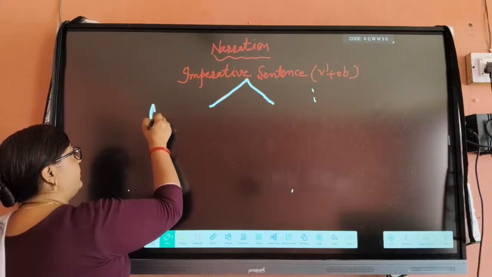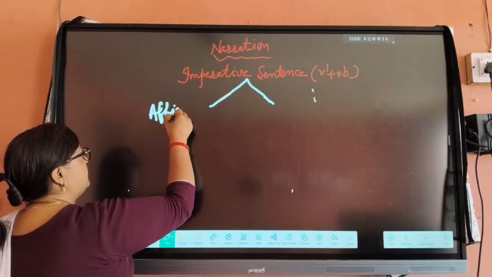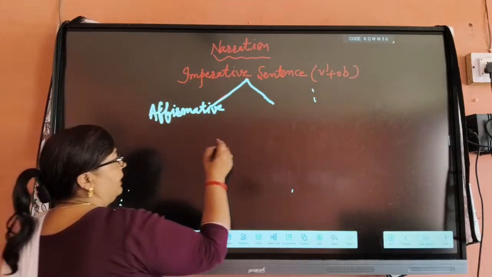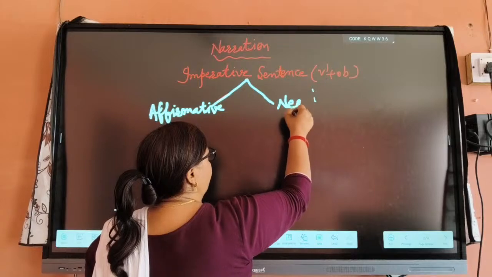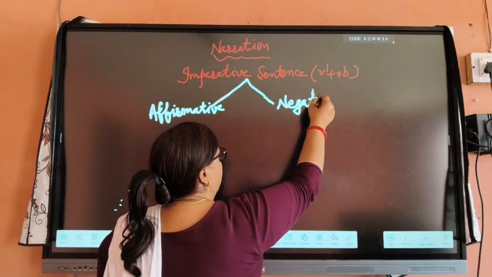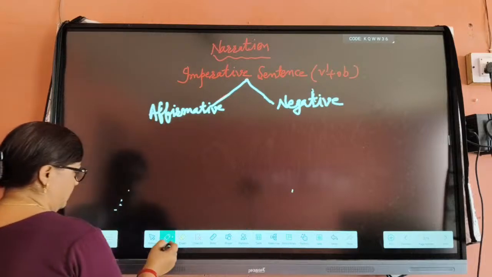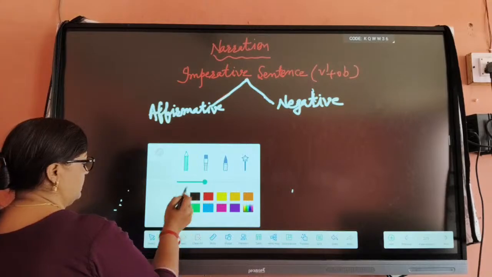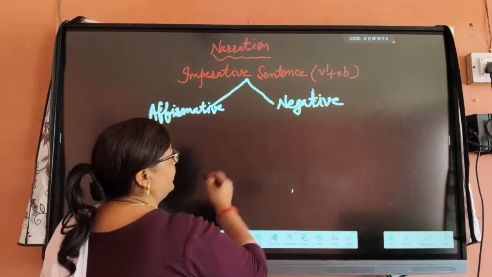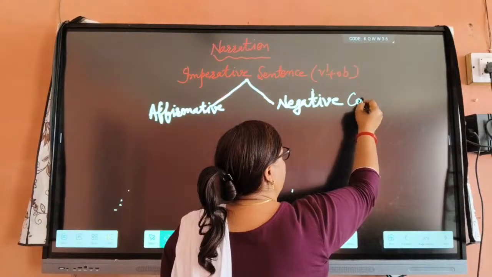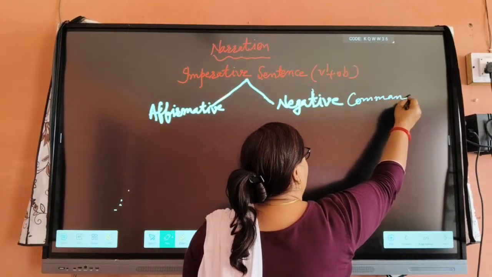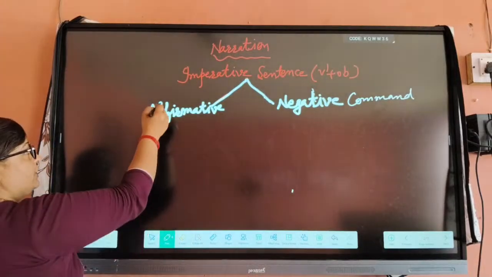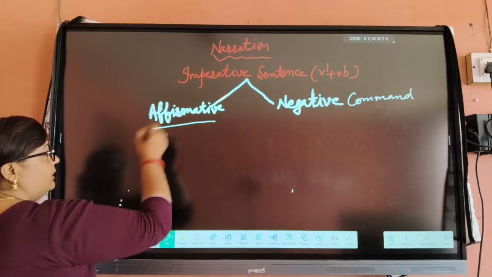First is our affirmative sentence. Affirmative imperative and negative command. Sentence of negative command. First of all, we will learn how to change narration of affirmative sentence.